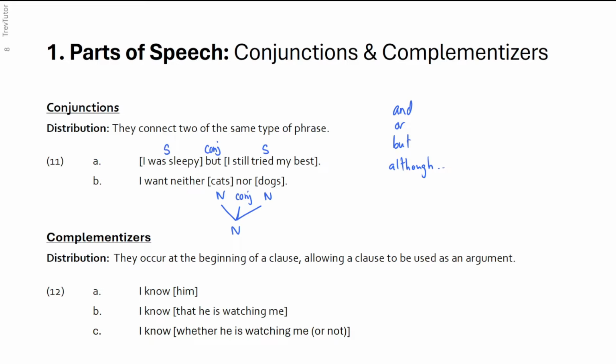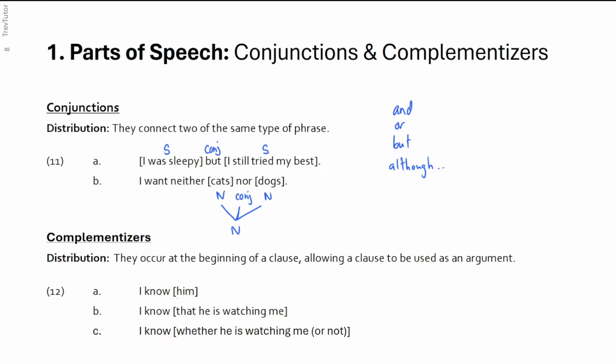Complementizers are a little bit more challenging to identify at first, so we'll be making sure to go through those in more detail at a later point as well. But these are words that are introduced at the beginning of a clause, and it allows that clause or that sentence to act like a subject or object or modifier to something else.